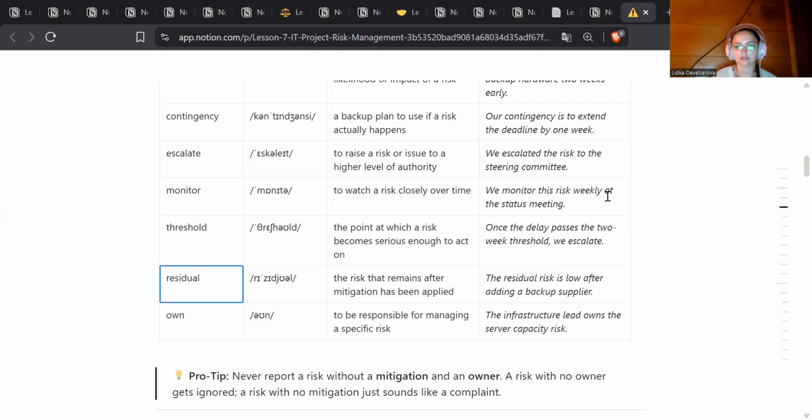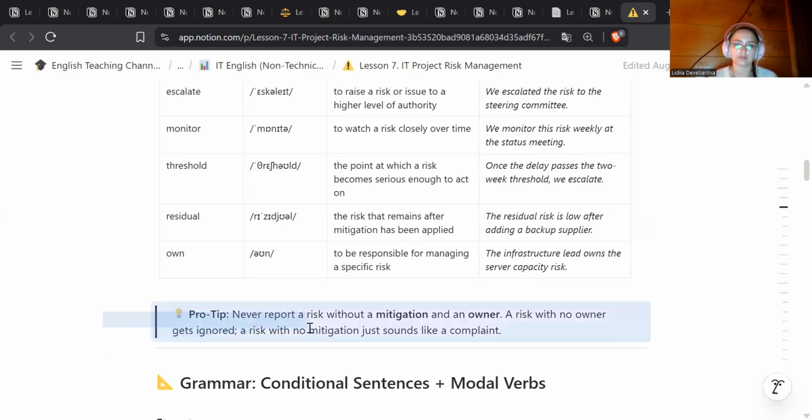Residual: the risk that remains after mitigation has been applied. The residual risk is low after adding a backup supplier. Own: to be responsible for managing a specific risk. The infrastructure lead owns the server capacity risk. A little pro tip: never report a risk without a mitigation or an owner. Okay? A risk with no owner gets ignored. A risk with no mitigation just sounds like a complaint.